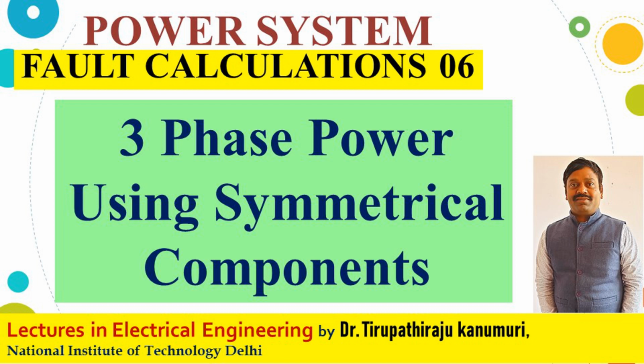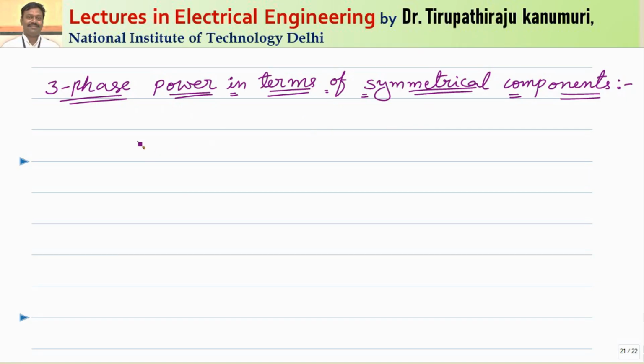Hi all, today we are going to discuss the calculation of three-phase power in terms of symmetrical components. So using symmetrical components, how can we connect this? We know that the three-phase complex power I can write in the form S is equal to VA, each phase voltage, multiplied by the current conjugate.